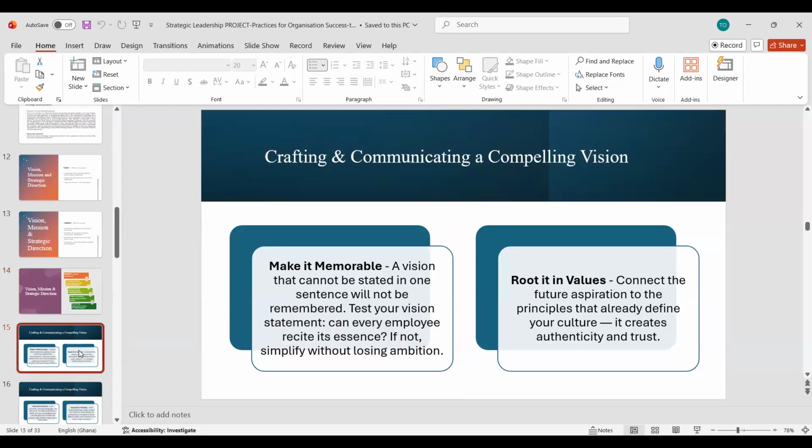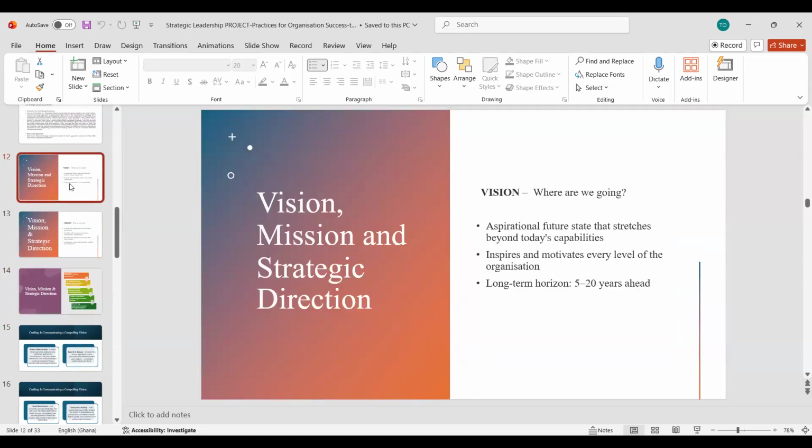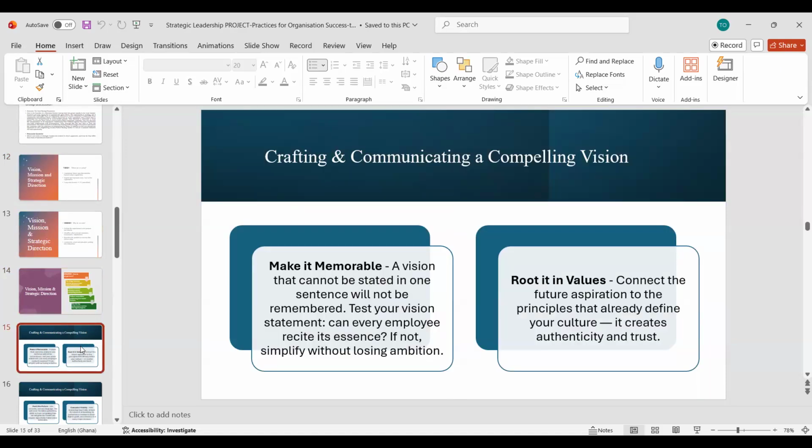So how do I put together this vision? How do I put together where I want to get to? And in crafting, you should make sure that a vision should be clearly stated. And as he said, it should connect to the things that you see as important.